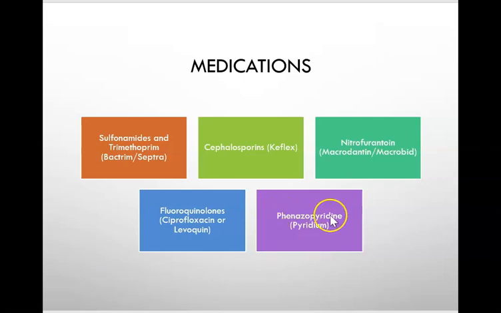The other thing is pyridium. This is not an antibiotic, but it is a urinary analgesic. That's used for symptom relief, so it helps with the pain and the burning and the frequency. This is usually going to be in effect for about 24 to 48 hours after they've started treatment. So you're going to get them on an antibiotic and start pyridium to help with symptom control.